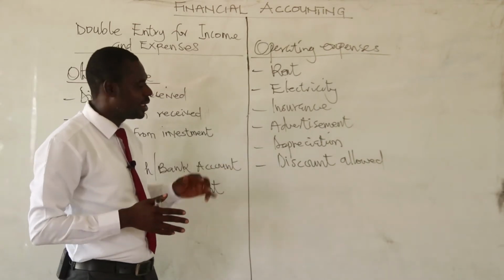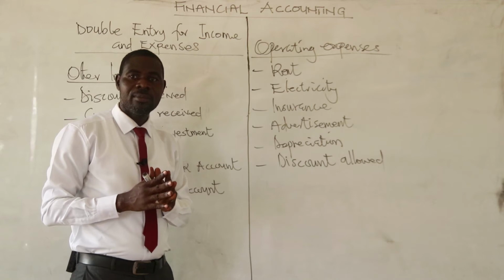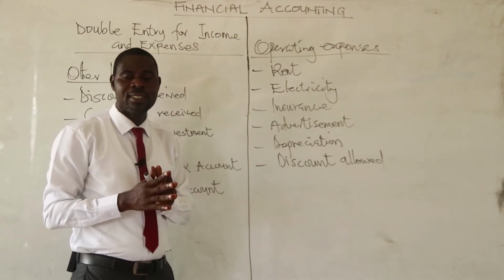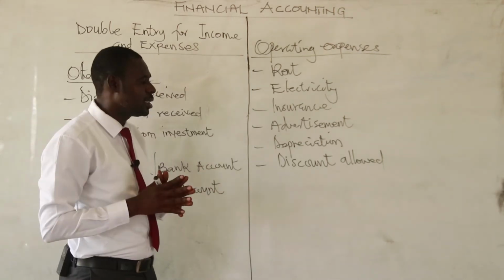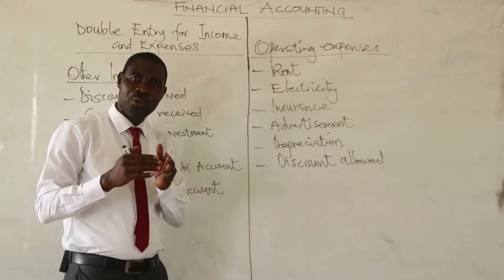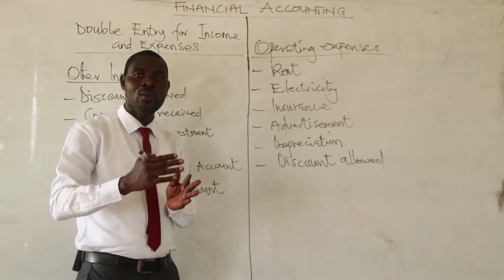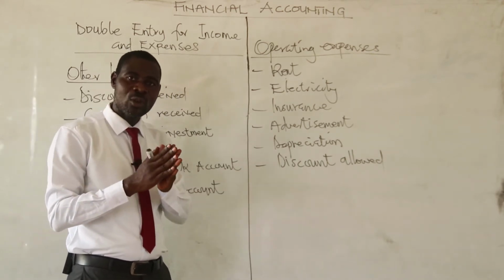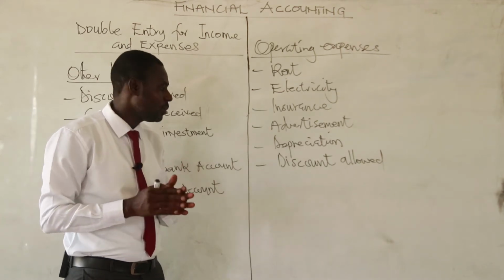So we have depreciation. This simply refers to the reduction in the value of the fixed asset due to usage. We will talk about depreciation, but generally, when we talk about depreciation, we are spreading the cost of a particular fixed asset over its estimated useful life. So that is also recognized as an expense.